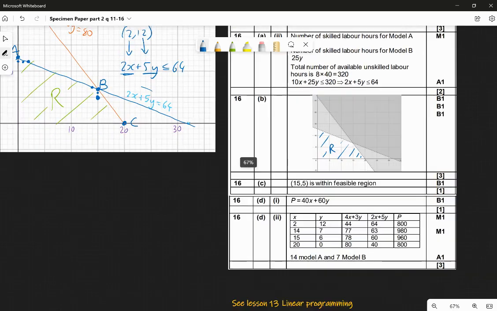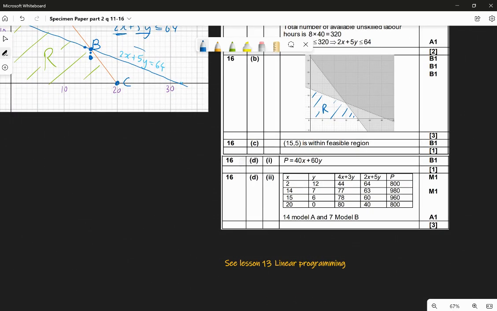Okay, so if you want more practice on this specific topic, go to lesson 13, which is about linear programming, which is this topic itself.